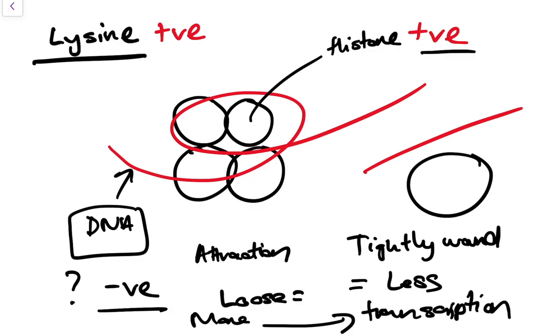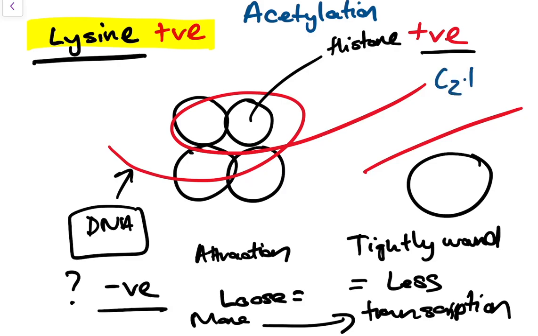Okay, so we can then think about how we can regulate that attraction. And one of the things that happens is acetylation. An acetyl group, which for the chemists is C2H3O, has a negative charge to it because of the O. We saw that with water, this idea of negativity.